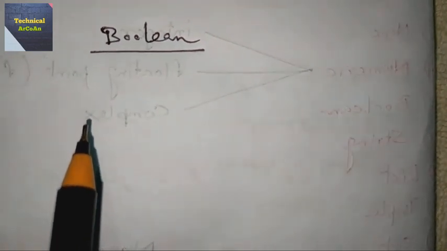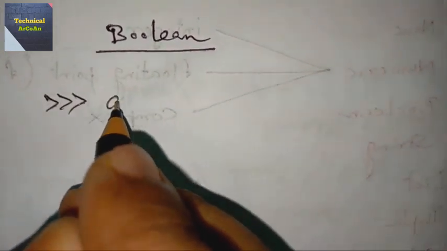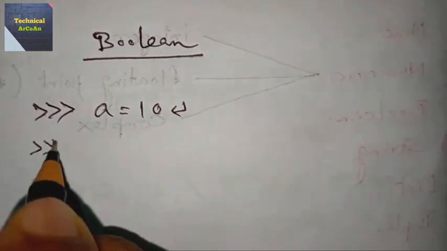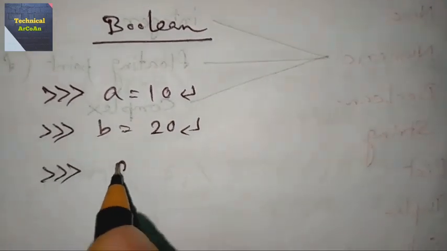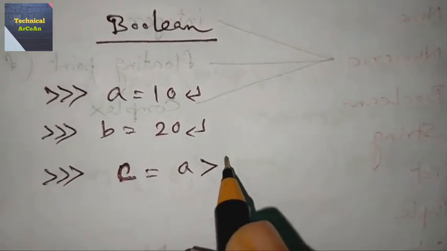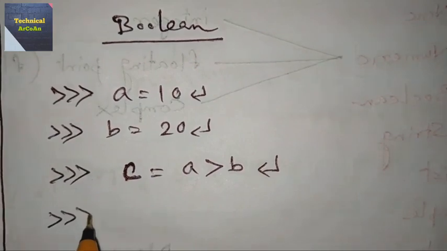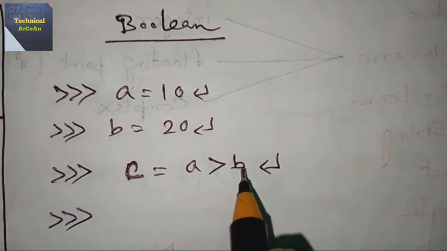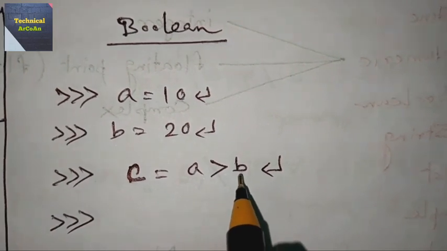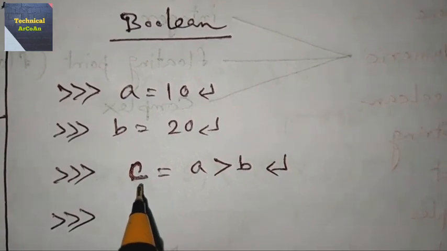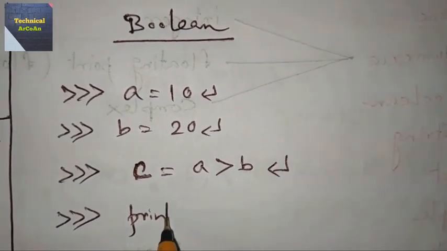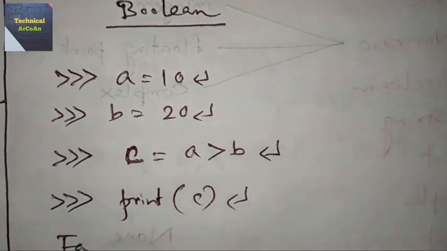There is another data type, Boolean, and the Boolean in Python contains two values: one is true, the other is false. Let's go for an example. Suppose we write a equal to 10 and b equal to 20. Now we write c equal to a greater than b and enter. What happened? a is 10 and b is 20. Now check 10 greater than 20, so it's false. So c will store false as its value. If we print c, we get false as output.